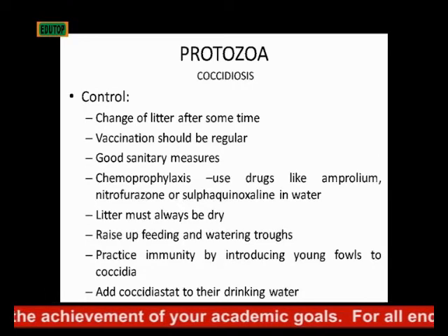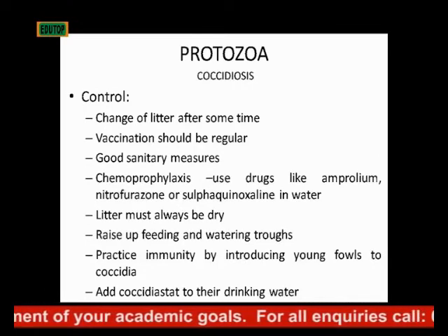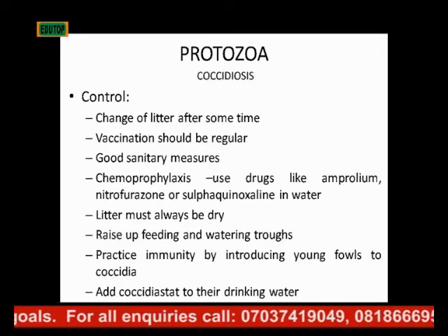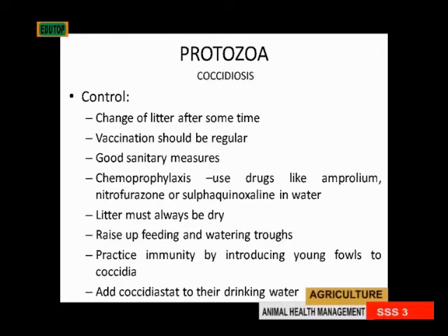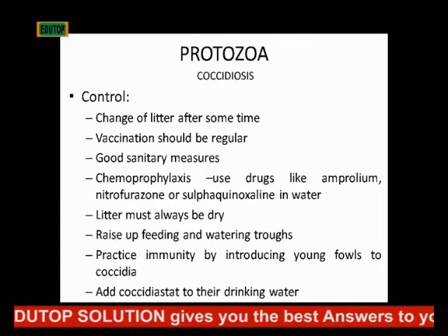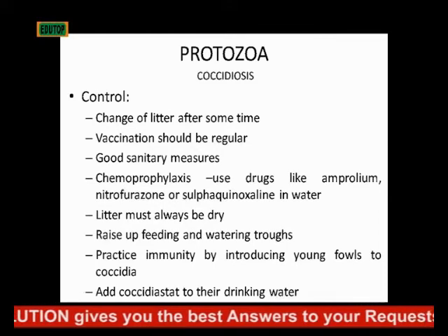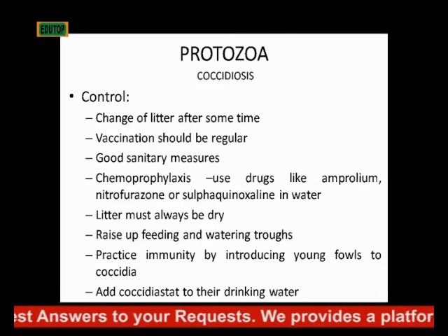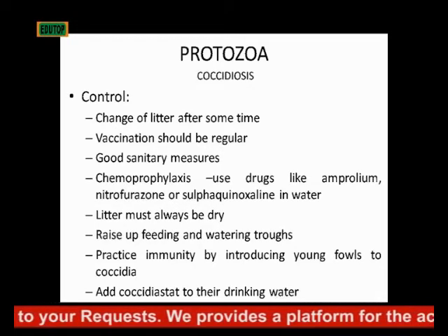Control. You change litter after some time. Don't just leave the litter of the animal there. That's a good sanitary measure. Then vaccination must be regular to prevent disease. Then chemoprophylaxis, that's the use of drugs like amprolium, nitrofurazone, sulfaquinoxaline in water. So you put these drugs in the water of your animal. That is chemoprophylaxis, so as to prevent this coccidiosis and other forms of disease that may want to come up in your animal house.